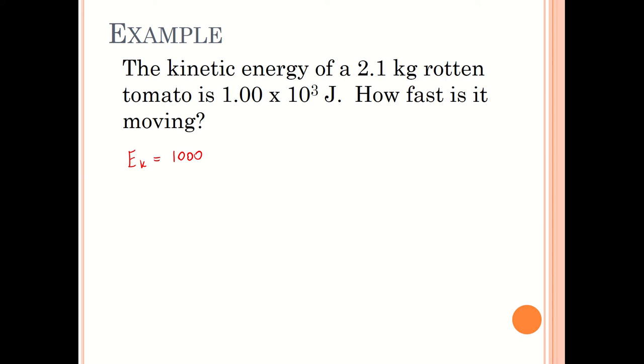Actually, we have to use the decimal because these are significant zeros, so we can't just convert it to 1,000. So it's 1.0 times 10 to the third, and this is joules. We know the mass, which is 2.1, and the velocity is what we need to find. So v is the unknown. Okay, so here's our equation.